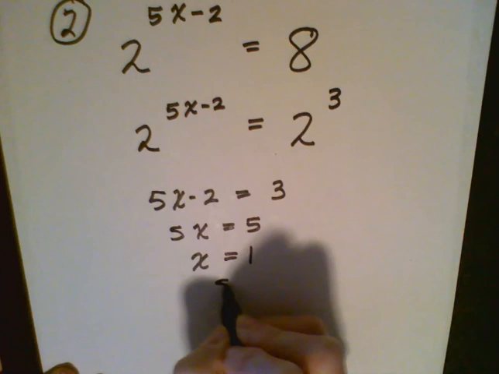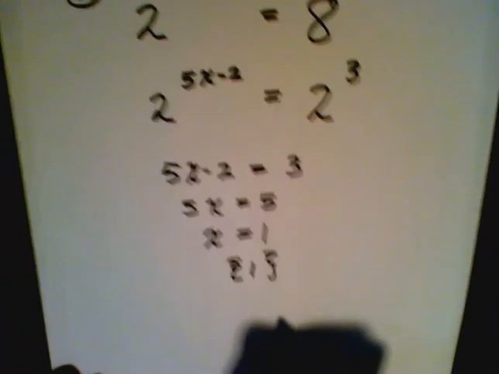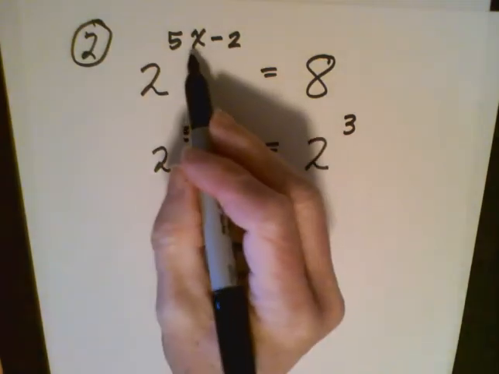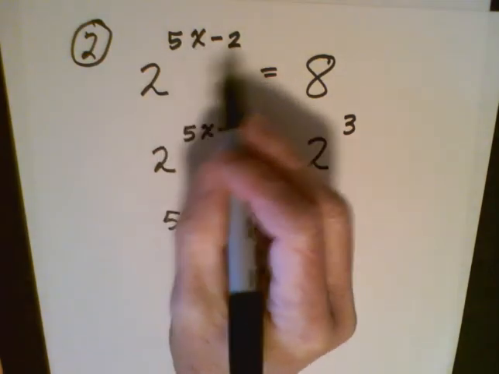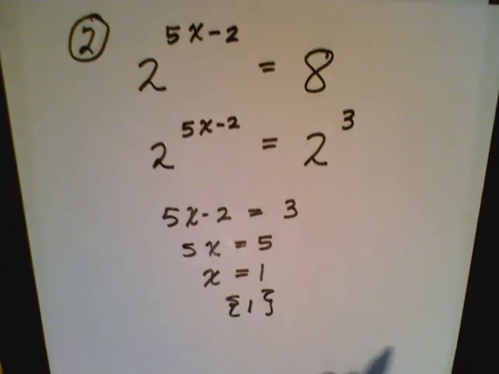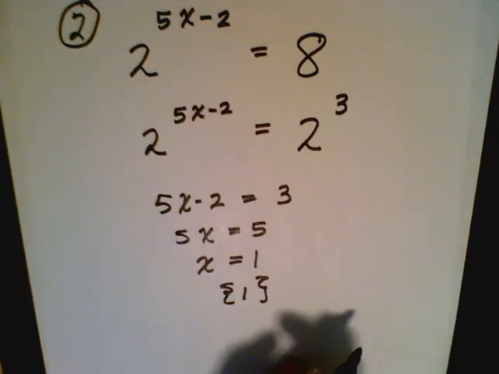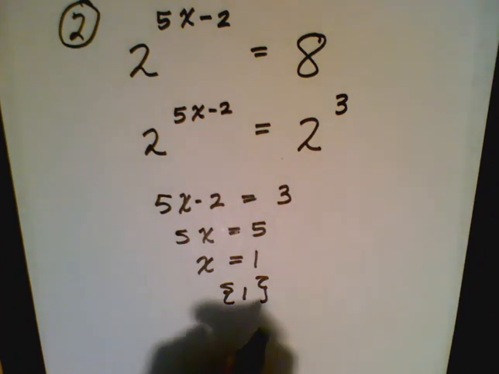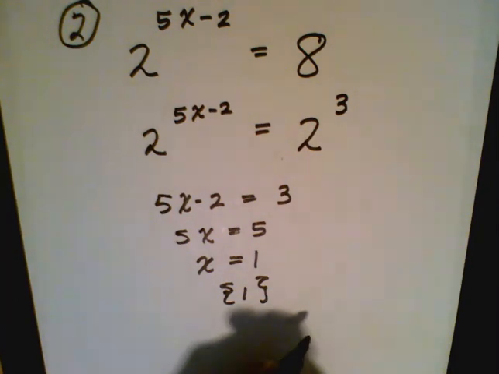My solution set is 1, and again, you can check that. Plugging in 1, 5 times 1 is 5, 5 minus 2 is 3, 2 to the third is 8. It does check. So that's one technique for solving exponential equations. That's the technique you'll use in the 6.3 solving section. In the next video, I'm going to go over graphing exponential equations using transformations.